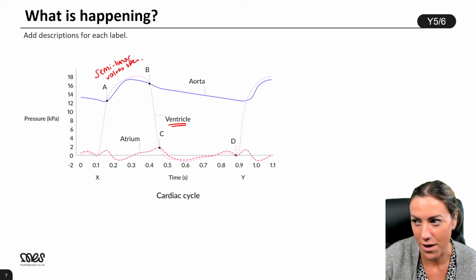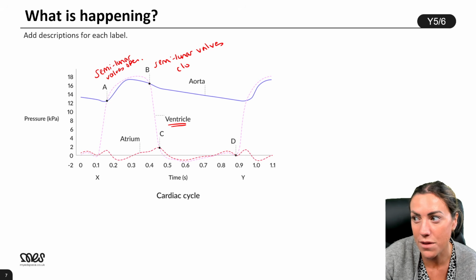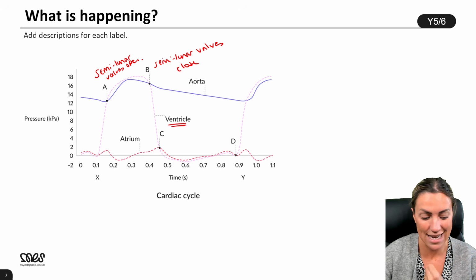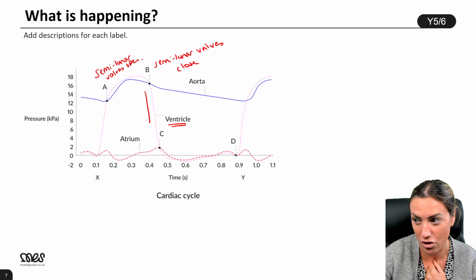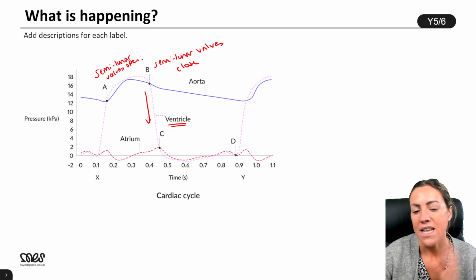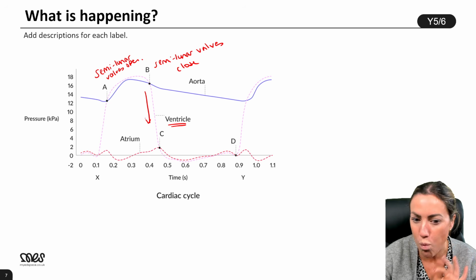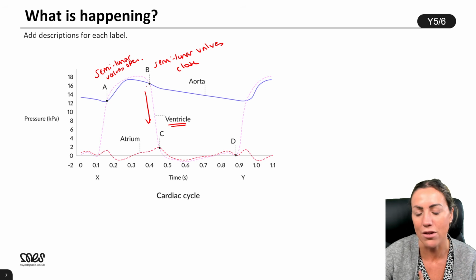Then let's go to this one. Now I can see the pressure in the aorta is higher than the pressure in the ventricle. What's going to happen? The semilunar valves close to prevent the backflow of blood from the artery, the aorta, into the ventricle. Because remember, at this point, the ventricles are relaxing, hence why the pressure in the ventricle is dropping so sharply. They're relaxing. The danger is the blood could flow back down into the ventricles. It won't, because at B, the semilunar valves have closed to prevent that from happening.